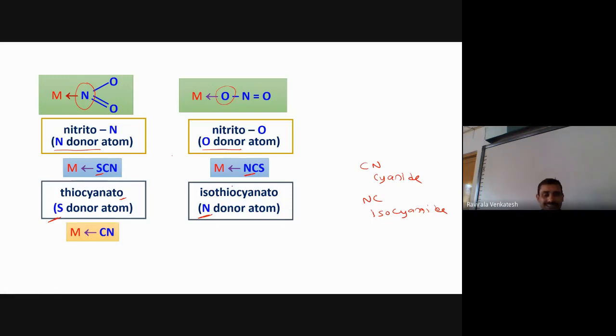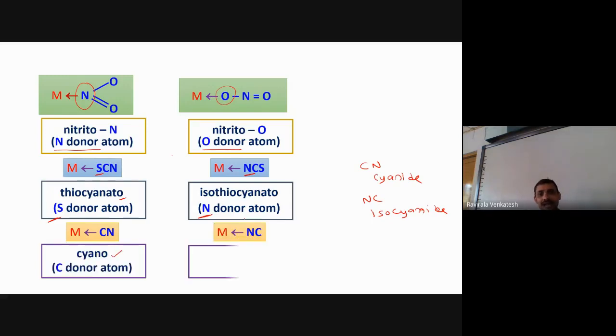These are some examples, because in the examination they will ask what is an ambidentate ligand. Explain with a suitable example. Otherwise, in MCQ questions, which of the following are ambidentate ligands? All these come under ambidentate ligands. Cyano, isn't it? Cyano. And this is called isocyano, because if it is from the carbon side, it is cyano.